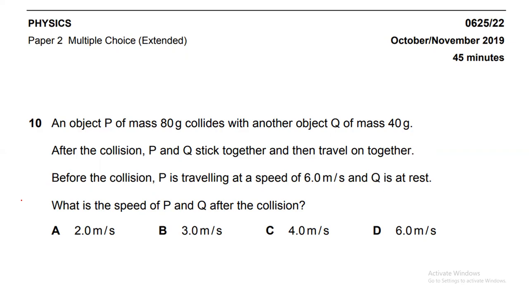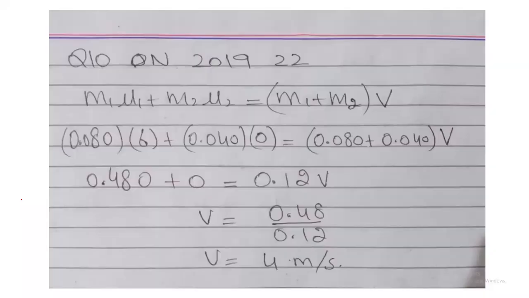Okay. So the momentum before the collision and momentum after the collision, they are equal to each other. So it will be 0.080, I have converted into kg, into 6 plus 0.040 into 0 is equal to 0.080 plus 0.040 into V. So you will have 0.48 plus 0 is equal to 0.12 V. So V will be equal to 0.48 divided by 0.12, and that will be 4 meter per second.